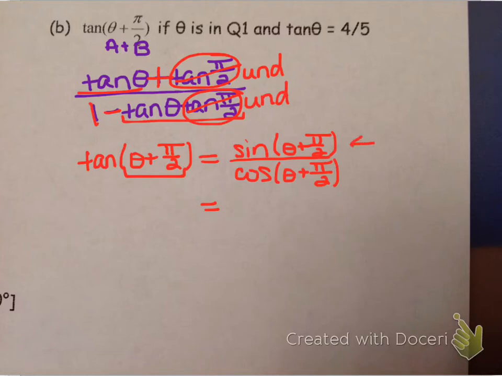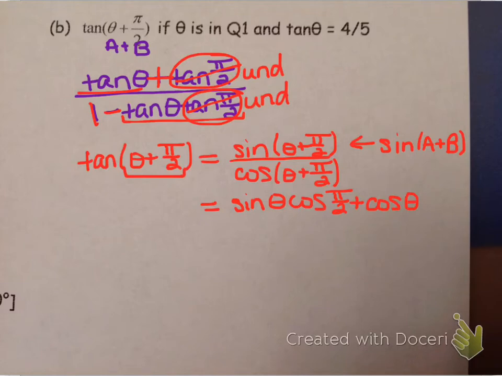Up on top here, I'm going to use my identity from class, sine of a plus b. The identity for sine of a plus b says sine of a cosine of b, and b in this case is pi halves, plus cosine of the first angle, so cosine of a, times sine of b. That's just the numerator. Like I said, it might look like a huge mess, but it'll simplify here in just a second.